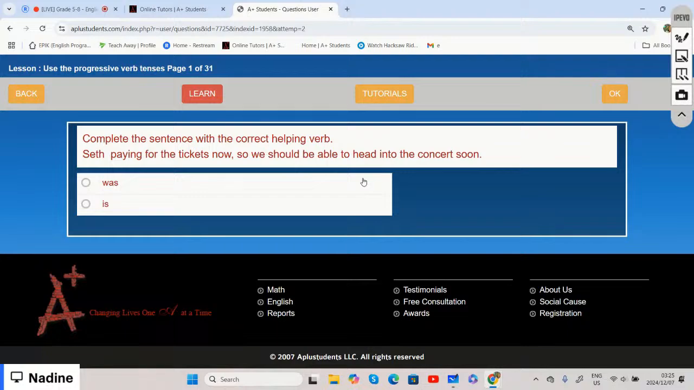So we need to complete the sentence with the correct helping verb. Do we say Seth was paying for the tickets now? Or do we say Seth is paying for the tickets now? So we should be able to head into the concert soon. Which one is correct? Option one or option two?